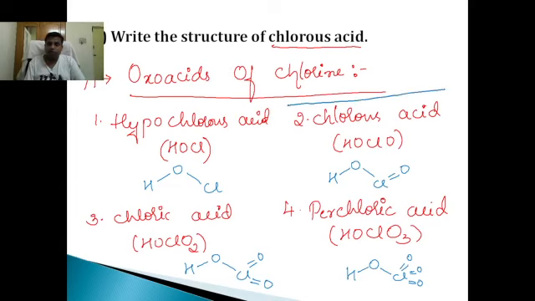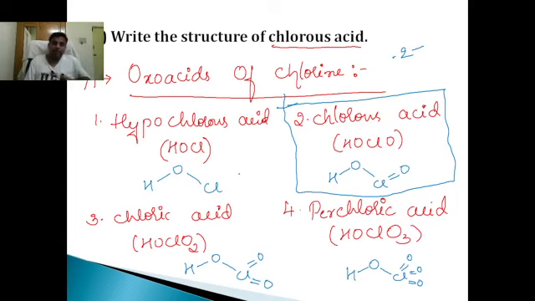Which structure are you supposed to write? This structure, isn't it? It's for 2 marks. Is it not easy? Name the different oxo acids of chlorine. Hypochlorous acid is HOCl. Chlorous acid is HOClO. Chloric acid is HOClO2. Perchloric acid is HOClO3. These are the different oxo acids of chlorine. Simple. Next question.